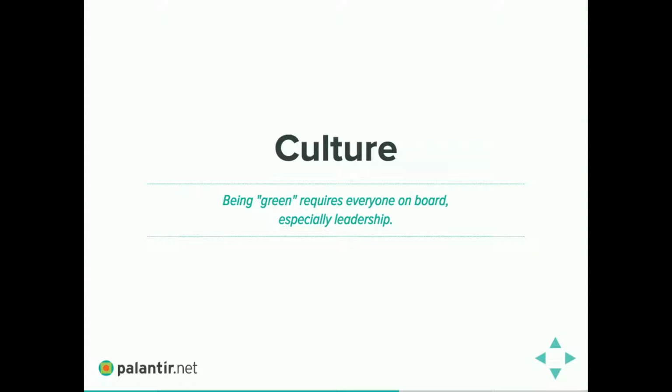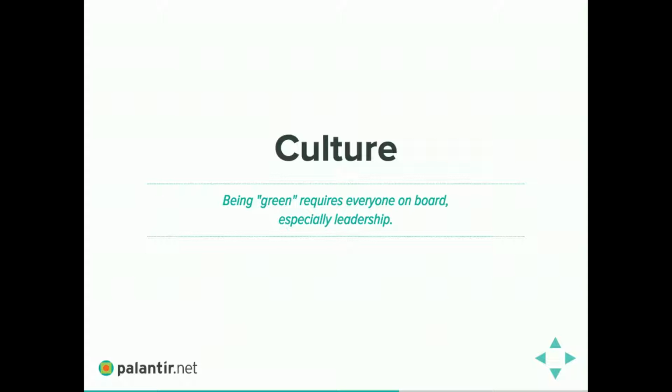When it comes to environmentally being green, it requires everyone to be on board, especially leadership. At Palantir, it's kind of neat, all the furniture that we have is from zero-emission factories. Some of the dividers in the office are made from recycled buttons. We have recycling. We have a bike shed where someone who wants to bike to work can hang their bike.